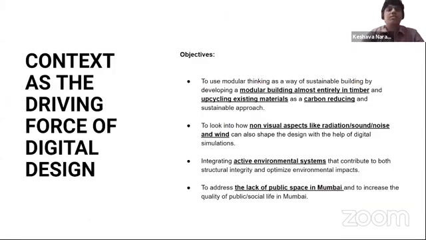The first objective is to use modular thinking as a way of sustainable building almost entirely in timber and using upcycling as a carbon reducing sustainable approach. To look into how non-visual aspects like radiation or sound shape the design, to integrate active environmental systems that optimize the environmental aspects, to address the lack of public space in Mumbai due to high density, and to increase the quality of public and social life.